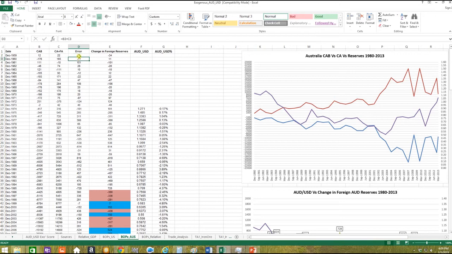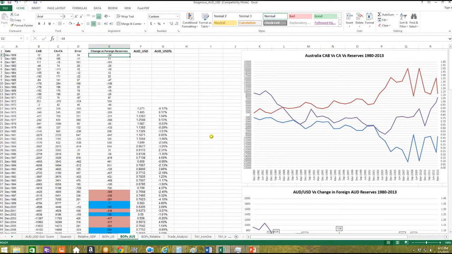So we have the difference between the two. We have the current account balance plus the financial account. That should equal 0, but it doesn't. It equals 34. And then we have the opposite of that, which is the balancing item, the balancing item being the inverse of the error as to whether Australia is in surplus or deficit.